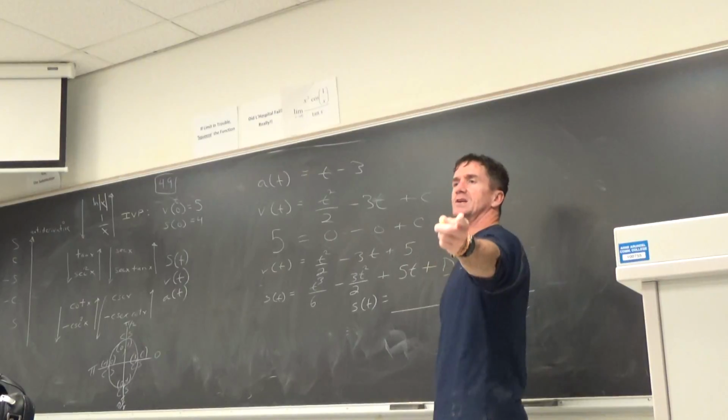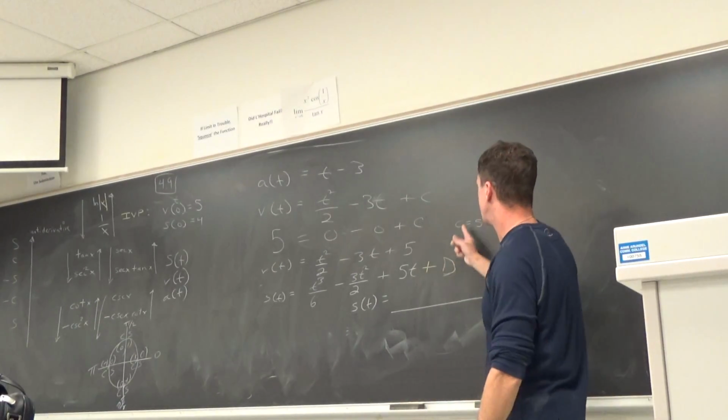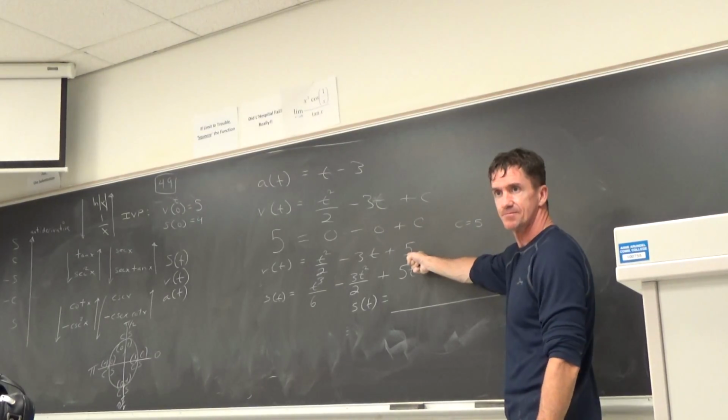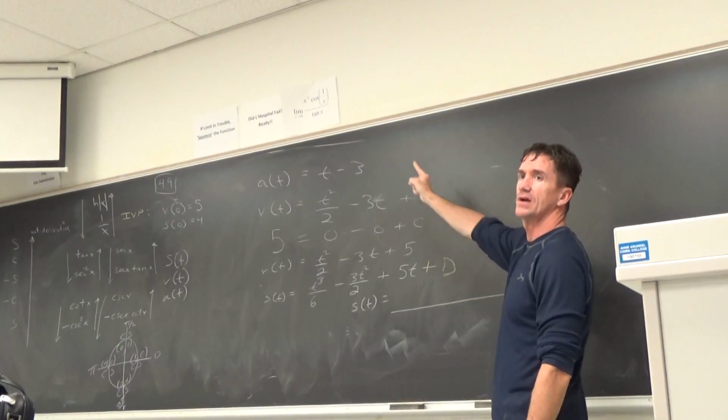Can't you just put in 5 for C or D? C is 5, and I didn't want you to get confused. We found C, which was that. Let's call this another constant, D. But now, how are we going to find D?